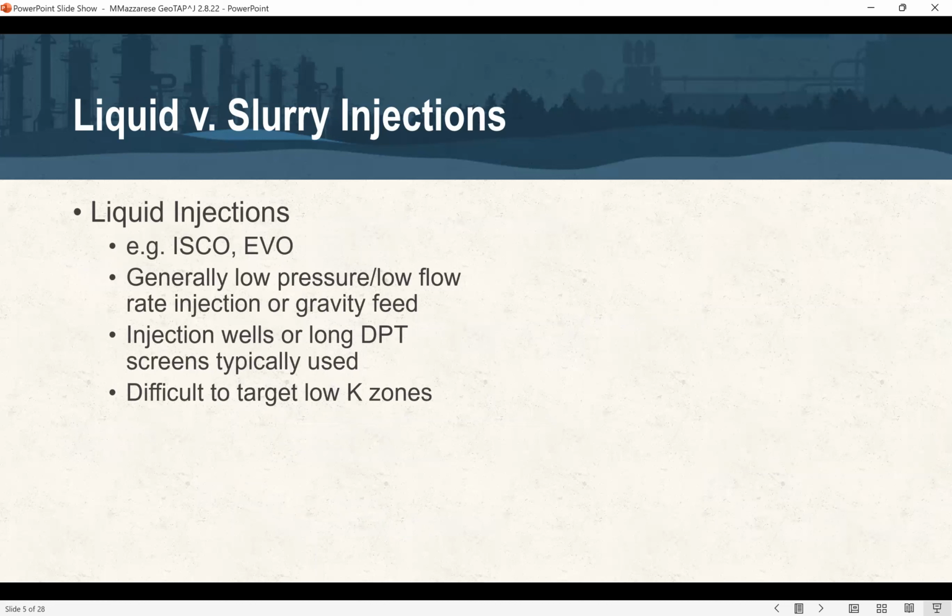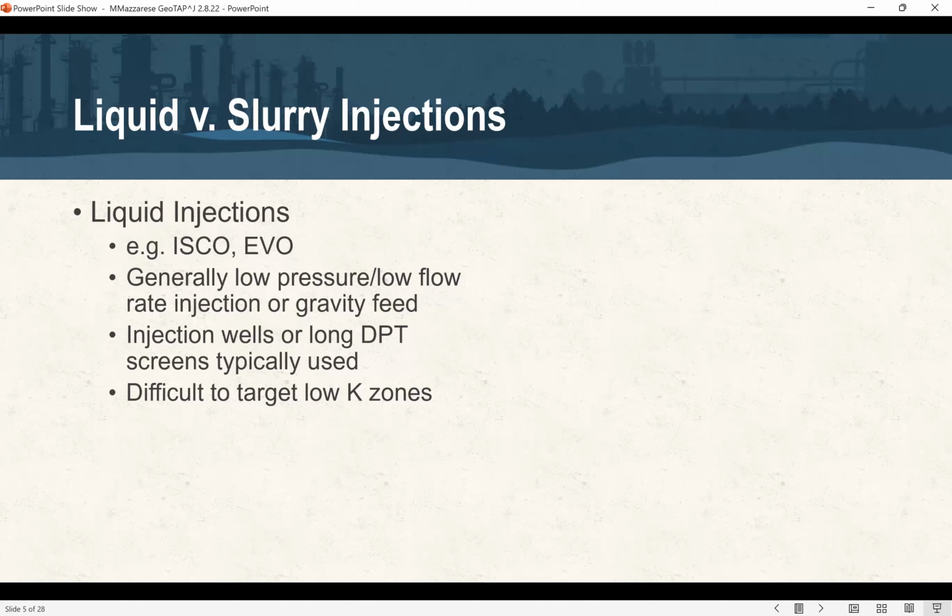Now we'll focus on the applications. The first thing we have to discuss is the difference between liquid injections and slurry injections. When I refer to liquid injections, we're talking about primarily things like chemical oxidants, say permanganate, persulfate, EVO. Technologies like that are really solutions, really liquids, and these are generally applied low pressure, low flow, not always, but often. And you've got some flexibility with how you can apply those technologies.